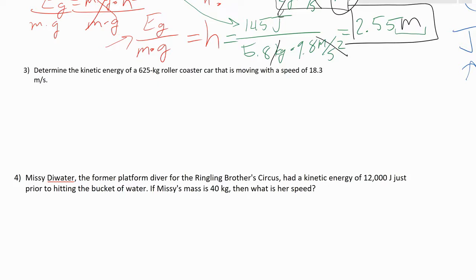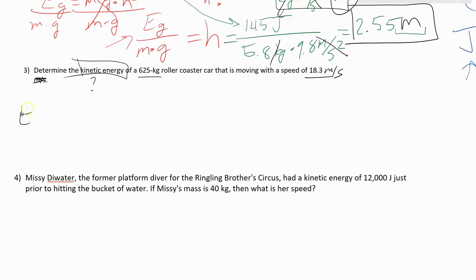All right, great job writing that down. So here we go. We're going to determine the kinetic energy. I'm going to box that in. That's what I'm going to solve for. And then I'm going to underline the things that I'm given. So I'm given the mass, and the meters per second ended up going off to the side. And I'm given the speed.